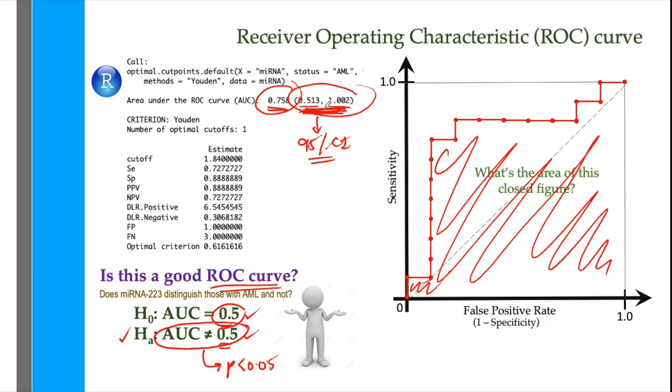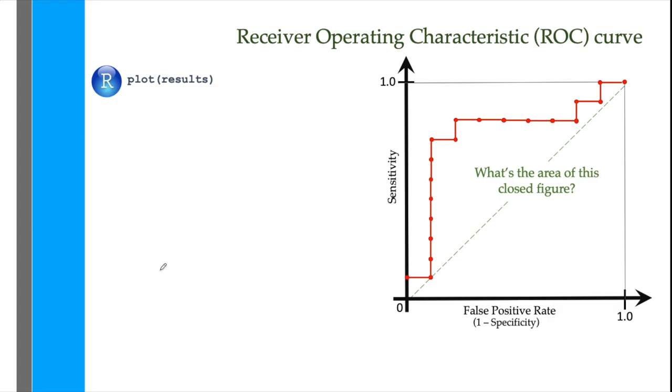If it contains 0.5, then it is not a good ROC curve, meaning the quantitative variable cannot distinguish those with the disease or not. While if the 95% confidence interval like this one does not contain 0.5, it indicates that the quantitative variable can really distinguish those with the disease and not. Further, we may display the plot or the ROC curve by using plot(results).